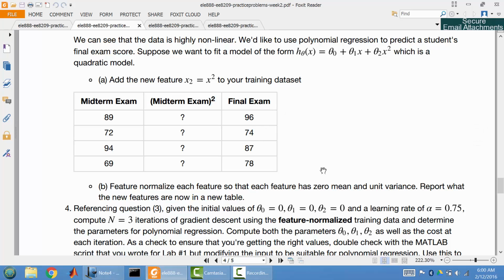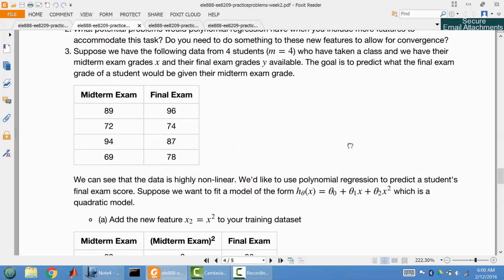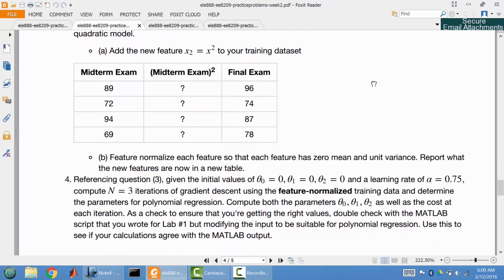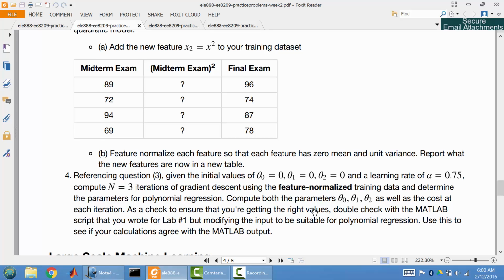And then you're going to compute gradient descent for 3 iterations with a learning rate of 0.75. You can also double check in MATLAB the code that you wrote for Lab 1. You can just use the multivariate version, where you have multiple features, and double check to see whether or not you're getting it right.